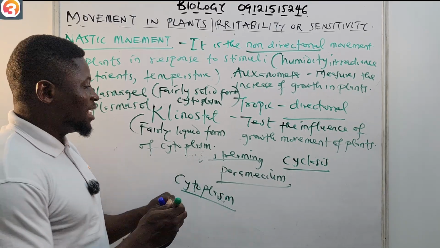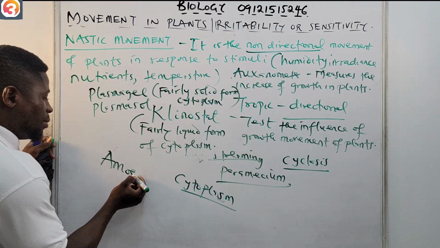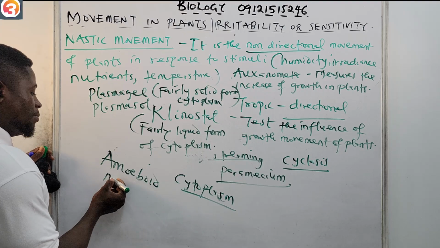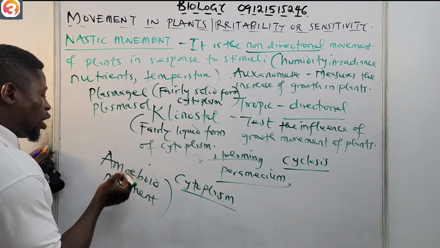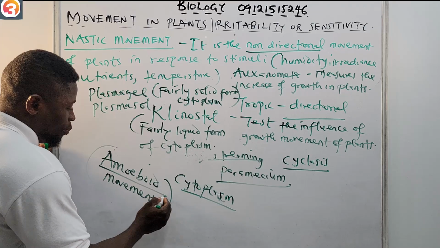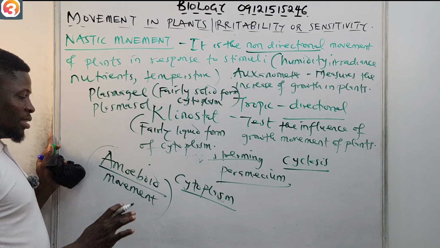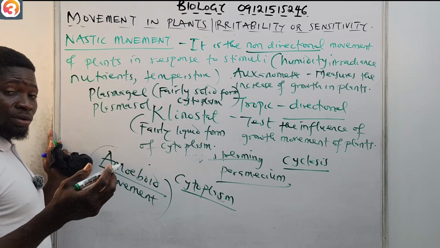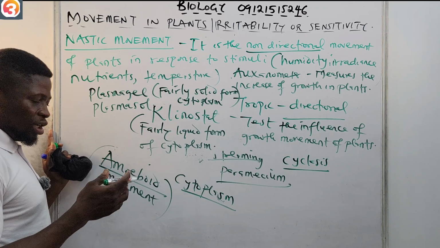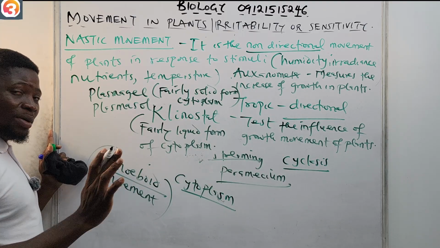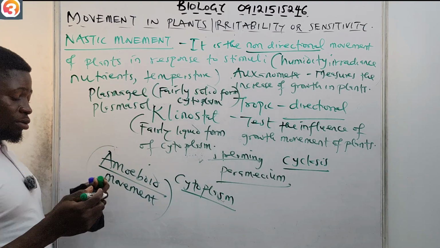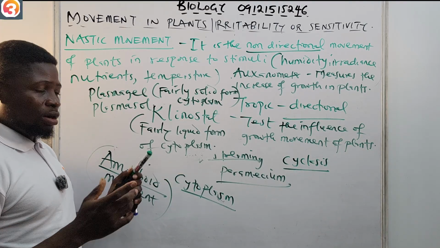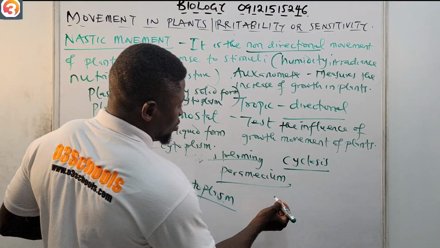And we have another type of movement that we call the amoeboid movement. That is common in amoeba. So amoeboid movement, it's common in amoeba, and of course also common in the red blood cells, corpuscles of man. So just take note of amoeboid movement. Another type of movement common in amoeba, and also seen in the red blood cell corpuscles of man.